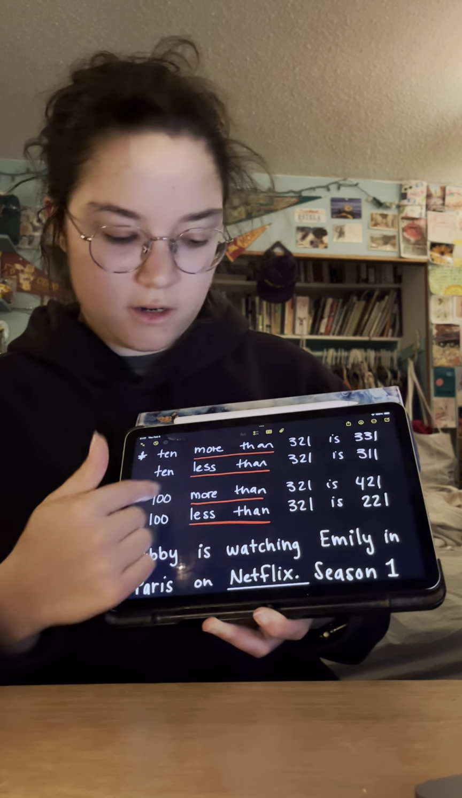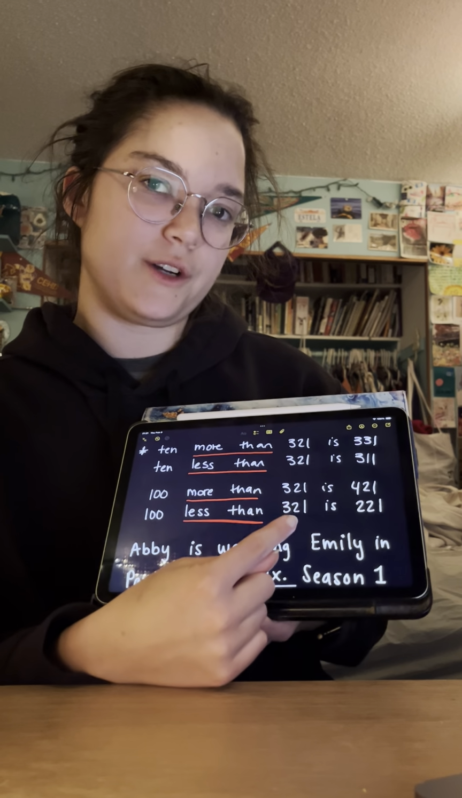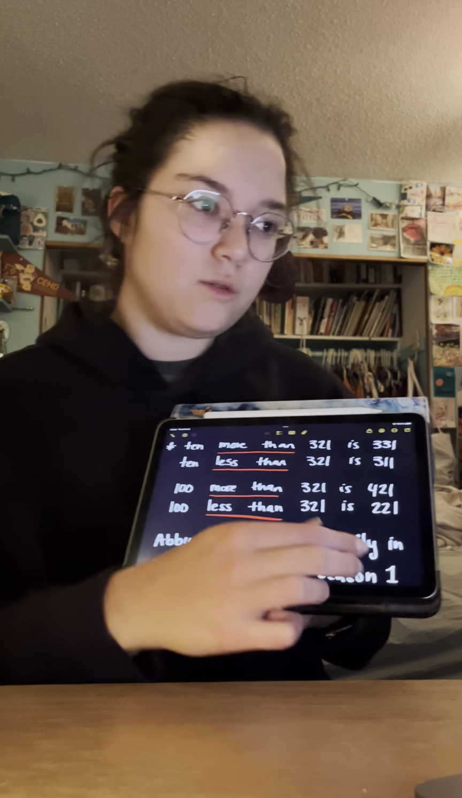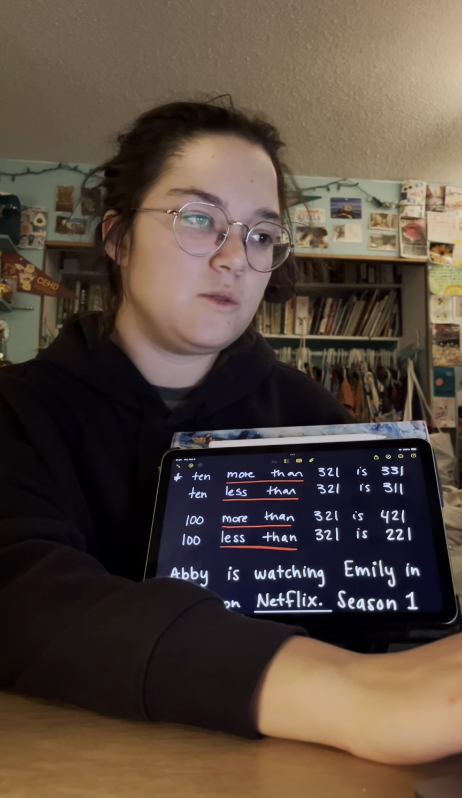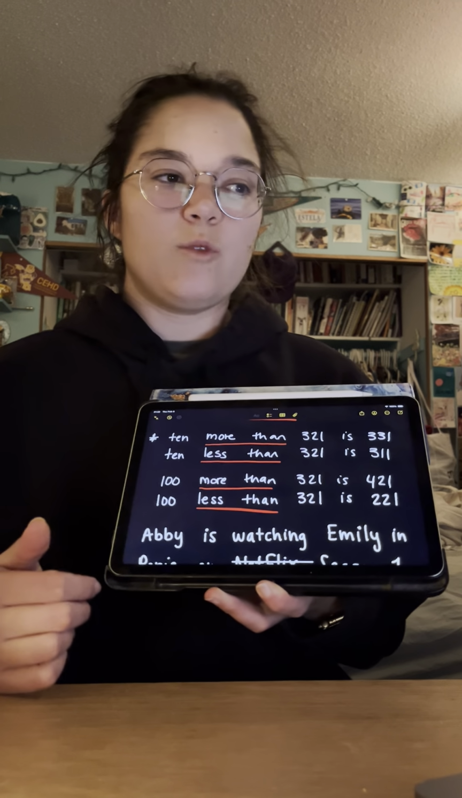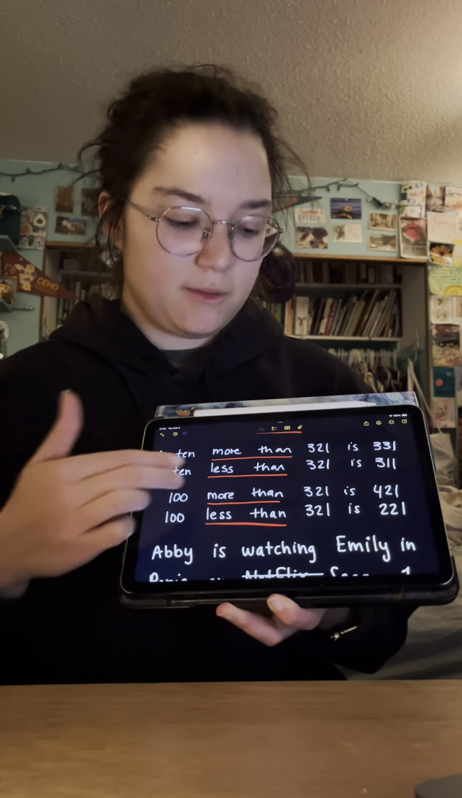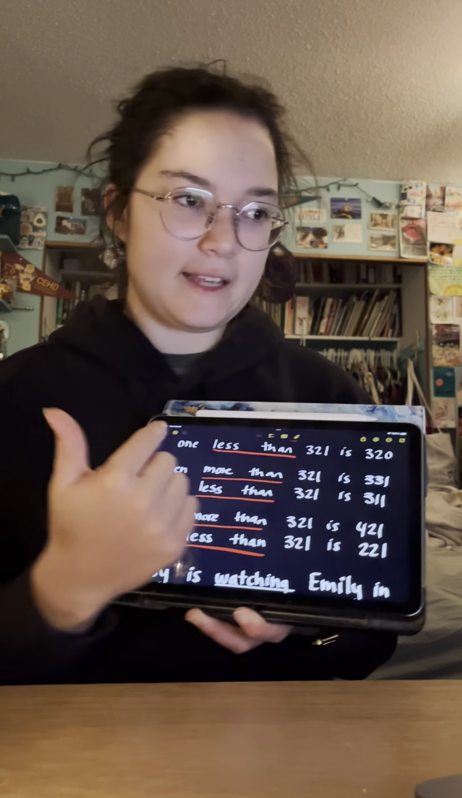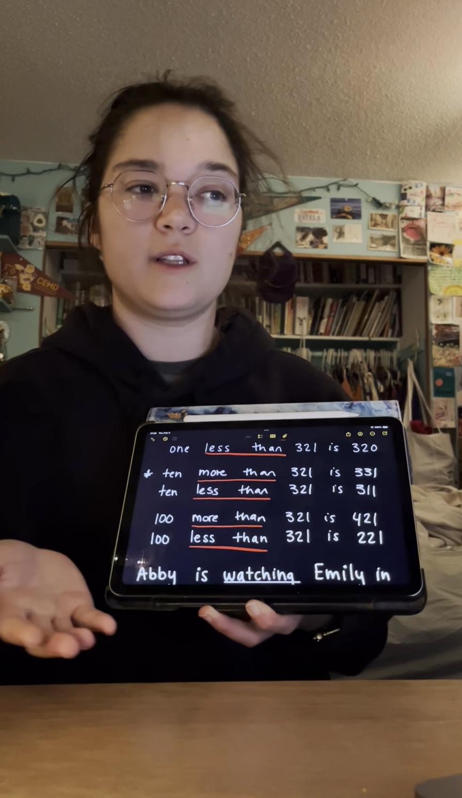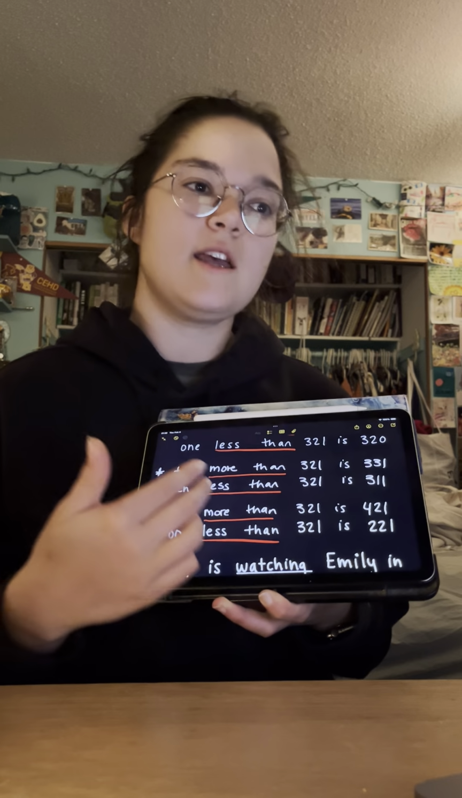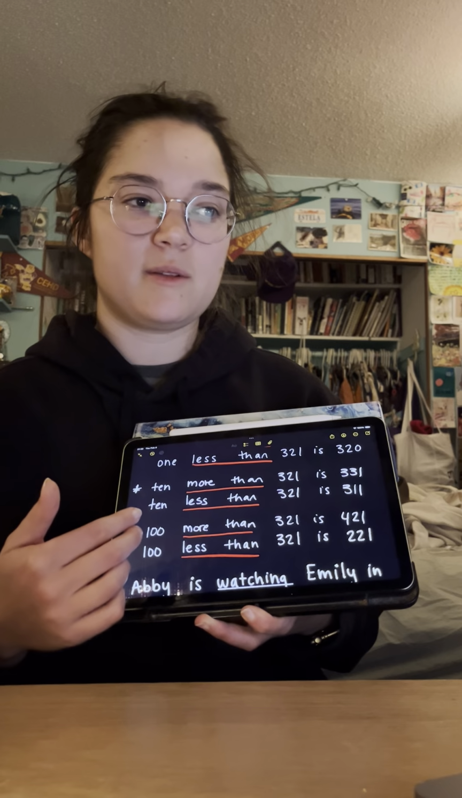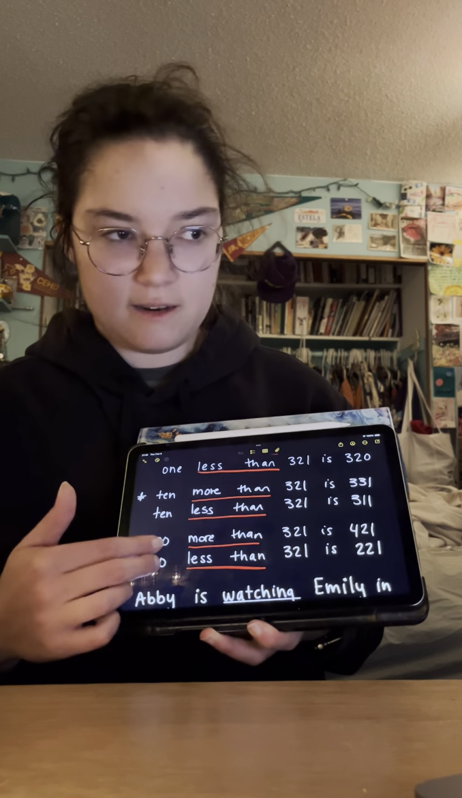Okay, and then 100 more than 321 is 421, and 100 less than 321 is 221. Another note is that there could be a possible language objective while using more than and less than. A possible language objective could be: students will orally describe the digit 1, 10, and 100 less and more than another digit, practicing the vocabulary more and less than.